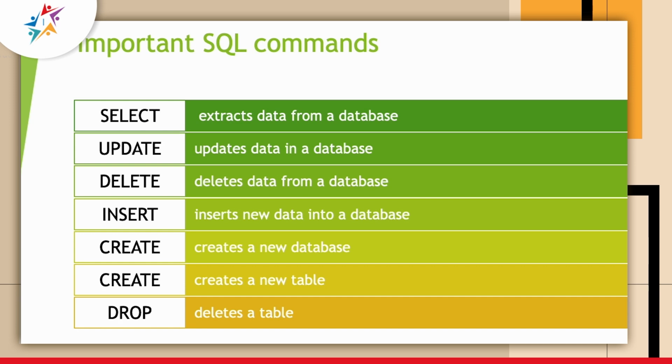We have select, update, delete, insert, create database, create table, and also drop table. What does drop table do? Drop table will remove the complete table along with its structure. Remember, delete table will delete all the rows and make the table empty. But drop table will drop the table altogether.